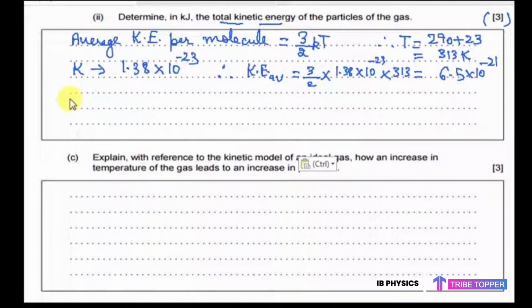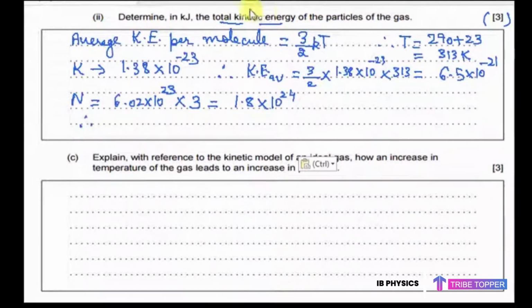Now what is the number of molecules? N, the total number of molecules is, 3 moles of gas is there. We know that 6.02 into 10 to the power 23 is the number of molecules in 1 mole of a gas, that is Avogadro's number. So you multiply this with the given moles, that is 3. So we get 1.8 into 10 to the power 24. That's the number of molecules.